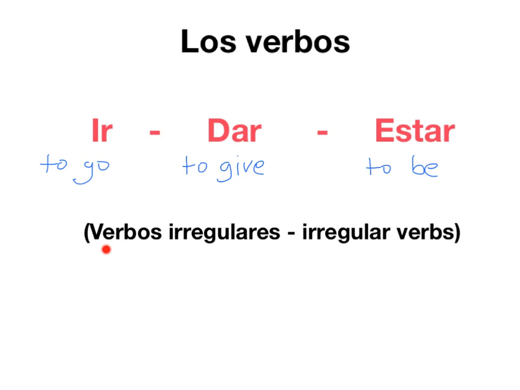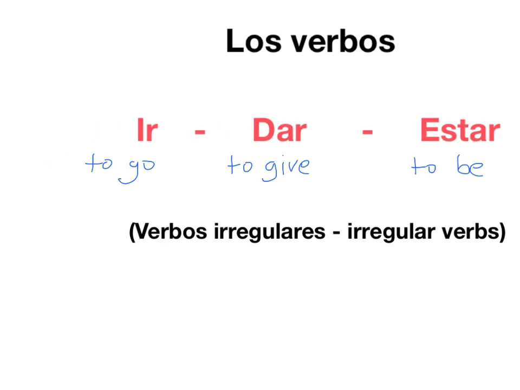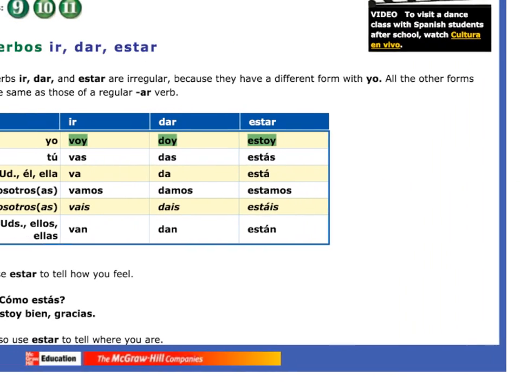Just a quick note about verbos irregulares. There's no way to tell, other than with practice, which verbs are irregular and which aren't. I'm telling you that in this chapter, these three verbs are irregular. They do not follow the pattern. They have their own thing going on. But as we get more into the language, it just comes with practice. Which ones are irregular and which ones are not, you don't know until you practice them, until you just learn them. Okay?